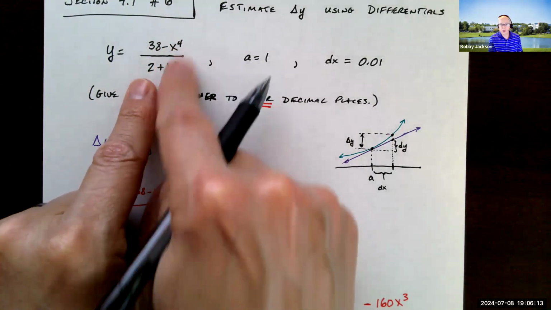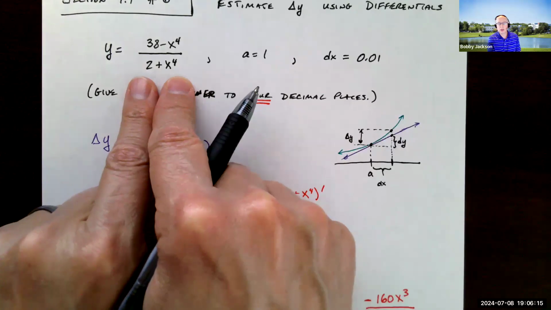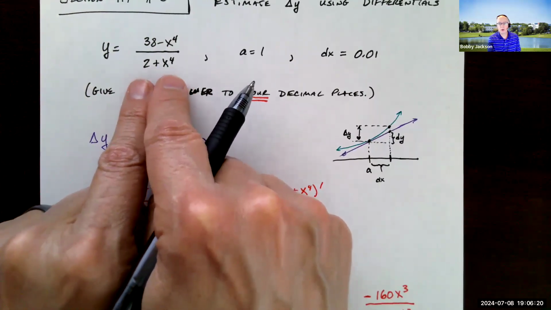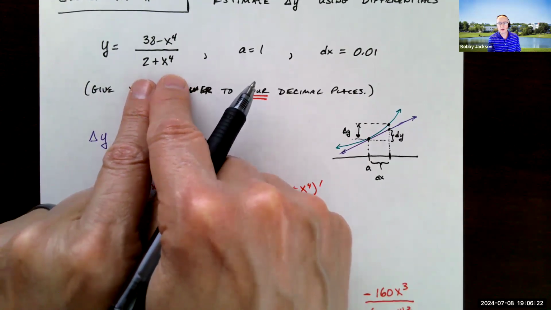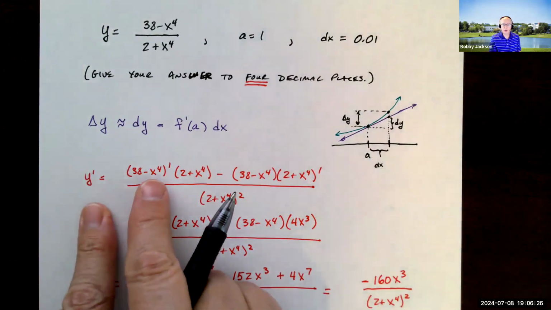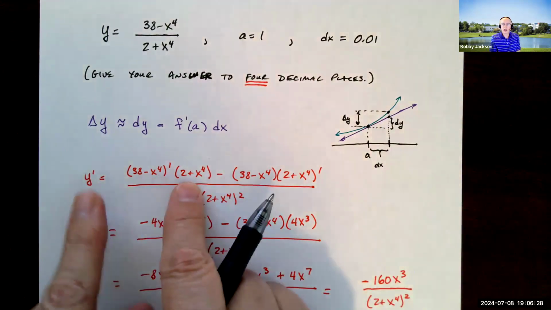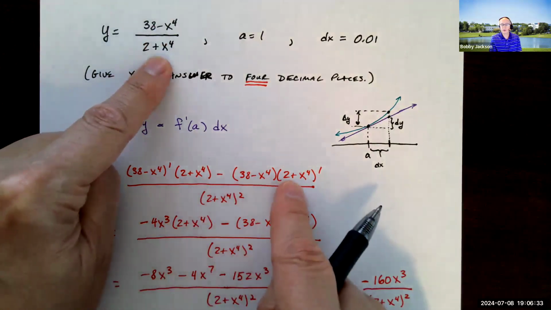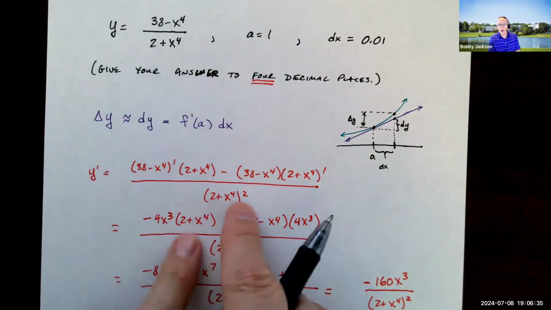So I certainly don't want to do polynomial long division to try and simplify that. So I'm just going to straight up use, what rule would I use to find the derivative? Well, I hope you're saying quotient rule. Right, so the quotient rule is what we're going to use. Take the derivative of the top function times the bottom, which is 2 plus x to the fourth, minus the top function times the derivative of the bottom, all over the bottom function quantity squared, right?